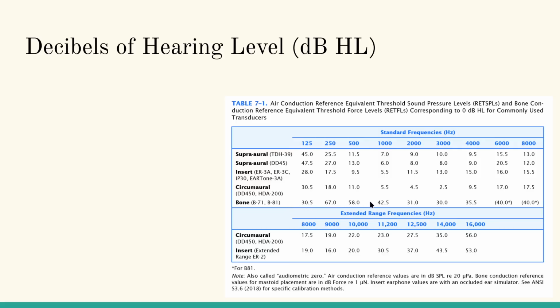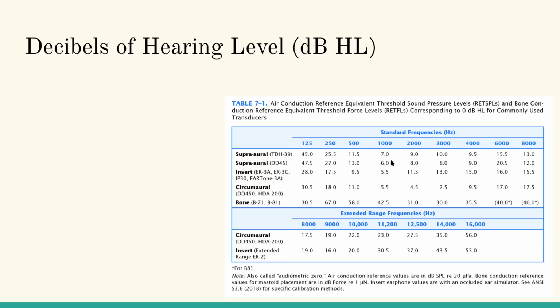This is the sound pressure level that you would add to the dB HL value to create the dB SPL value. So let me rephrase that a different way. Say you had a bone conduction threshold at 42.5 dB force level relative to 1 micronewton. That would equal 0 dB HL.